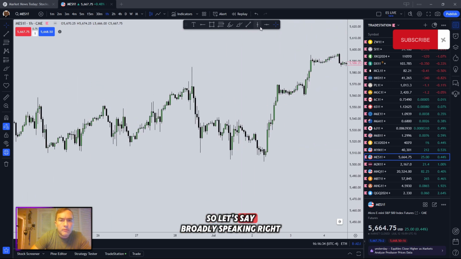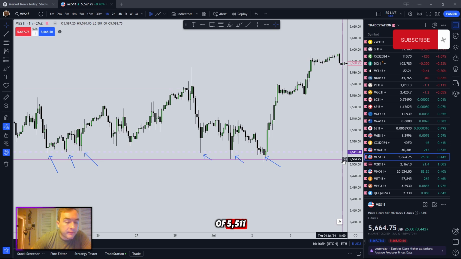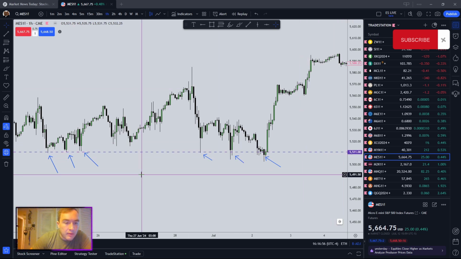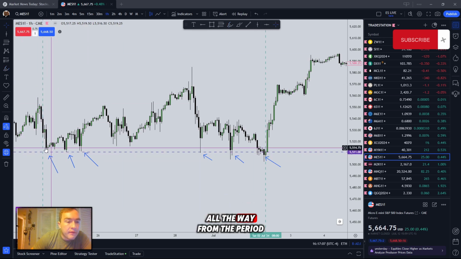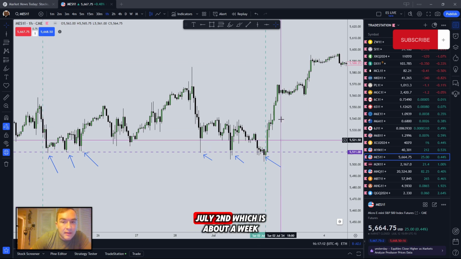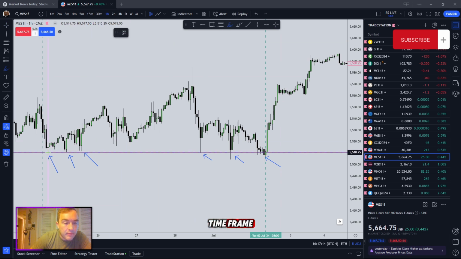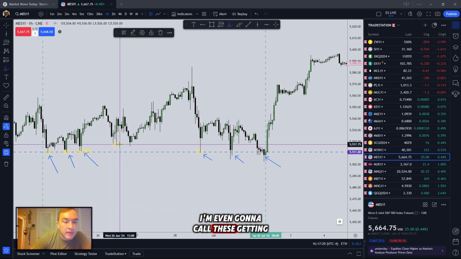Okay, so let's say broadly speaking, right there. Guys, this is not a perfect science. We take the price point of 5,511. And this is on an hourly chart. All the way from about Monday, the 24th of June, to Tuesday, the 2nd of July, which is about a week time frame, notice that every time that the S&P 500 got close, and this is not perfect.